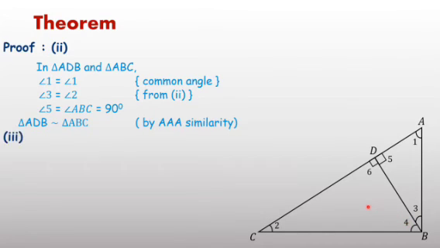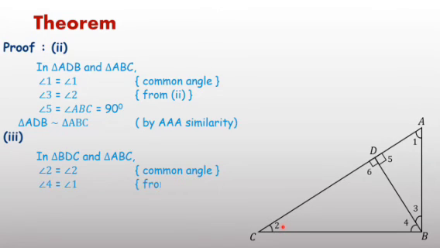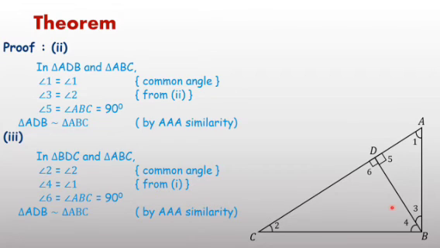Same pattern, easily you can prove the third part. In the third part, you have to prove BDC similar to triangle ABC. Now, if you take BDC and ABC, again here angle 2 is common to both triangles, and angle 4 equal to angle 1 from equation first, and 6 equal to ABC equal to 90 degrees. Therefore, again both triangles are similar. In this pattern, these three parts are completed. Both triangles are similar to each other, and also both triangles are similar to the whole triangle ABC.